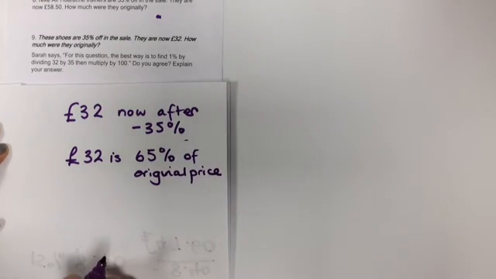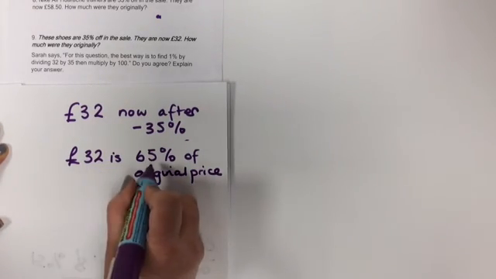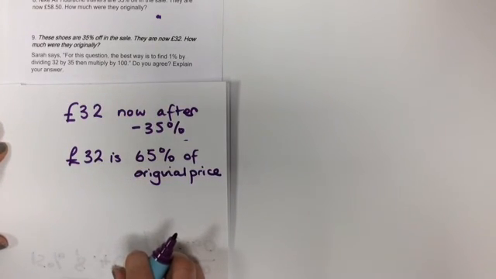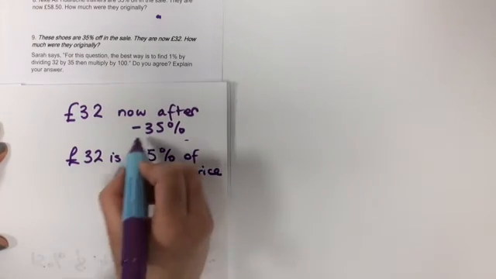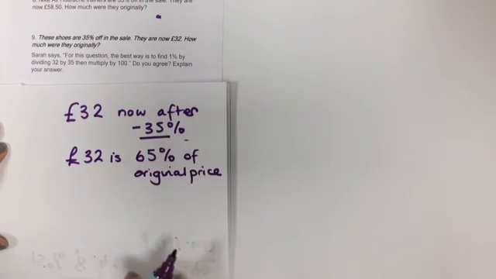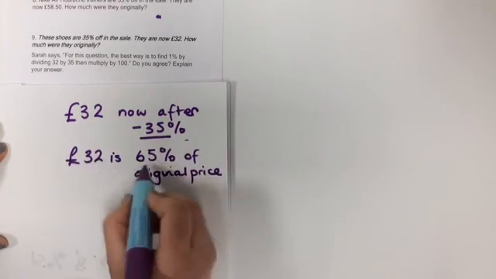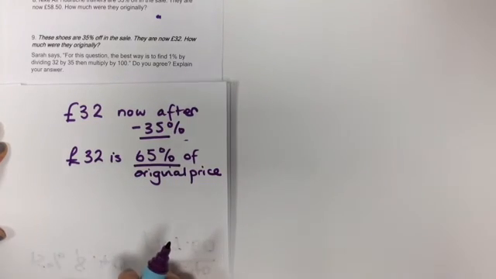So actually, if Sarah wanted to work it out her way, she would need to divide 32 by 65 and then times by 100. But all we need to say is we know she's wrong, because it isn't 35% that 32 represents. 32 represents 65% of the original cost.